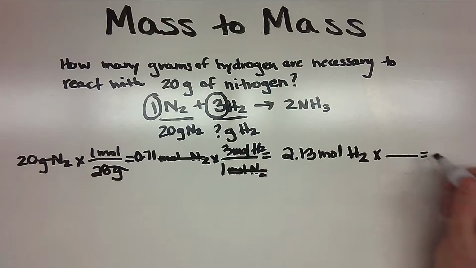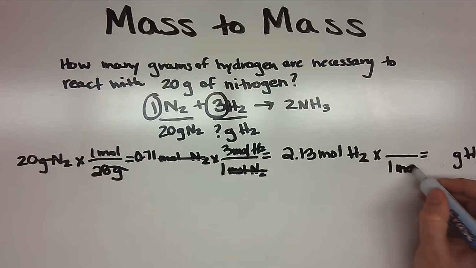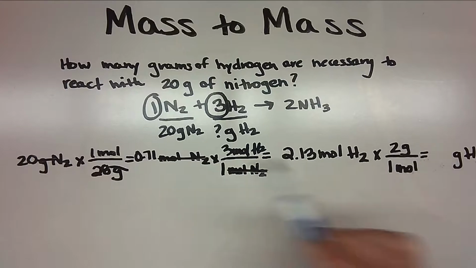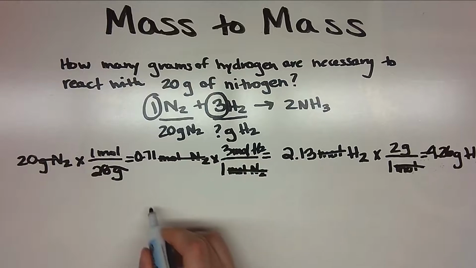So our last step is to take this number of mole of hydrogen to grams of hydrogen. So again, I'm going to use molar mass. I know that in 1 mole of hydrogen, there's roughly 2 grams. Now I am rounding on these molar masses. So my mole and mole cancel. I'm going to multiply 2.13 by 2. And I get 4.26 grams of hydrogen.